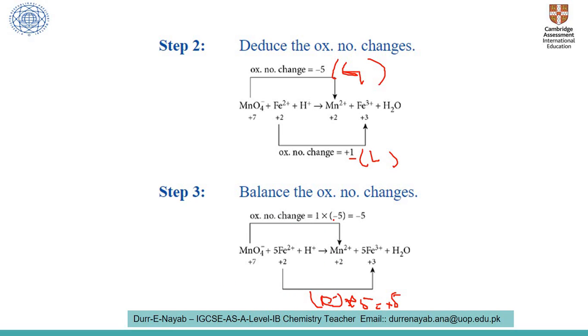Here there was a gain of -5, and here was a loss of 1 electron. So when I want to balance the oxidation number changes, I have to multiply the manganese ion with 1, and the iron I have to multiply with 5. As a result, -5 and +5, the gain and loss of electrons, are now the same.